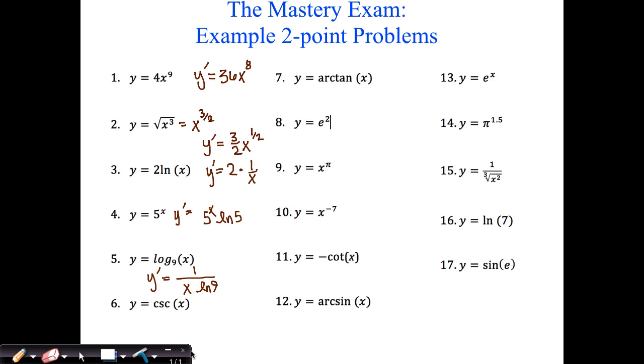All right, let's see, cosecant of x. Yeah, cosecant, all the co-functions, when you take their derivatives, they all have negatives involved. Y prime here would be negative cosecant of the same letter, x, times cotangent of x.